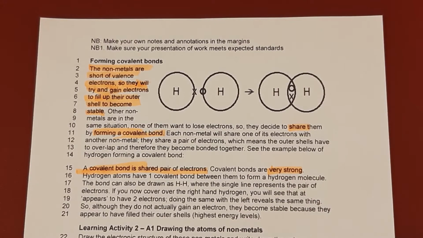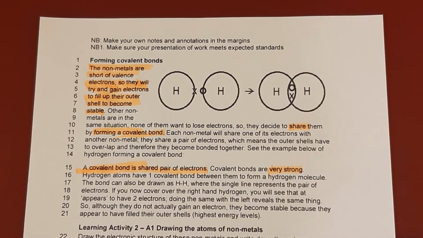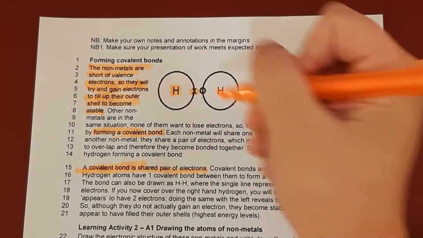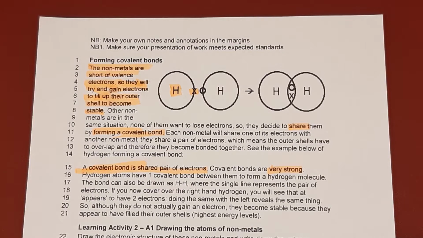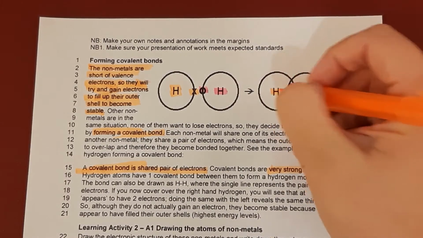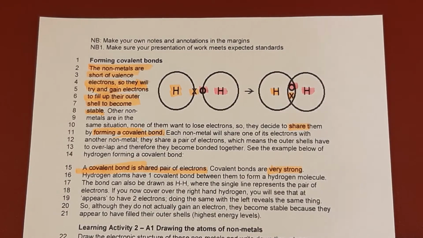Hydrogen atoms have one covalent bond between them to form a hydrogen molecule. The bond can also be drawn as H with a dash and then another H, and that single line, that dash, represents the pair of electrons that they are sharing. So, for example, up here in this diagram, we have two hydrogen elements. So this hydrogen, which I'll highlight in orange, has this electron. And this second hydrogen, which I'm going to highlight in pink, has this electron. And so what happens is our hydrogen atoms share their electrons in this zone between them, this overlap.